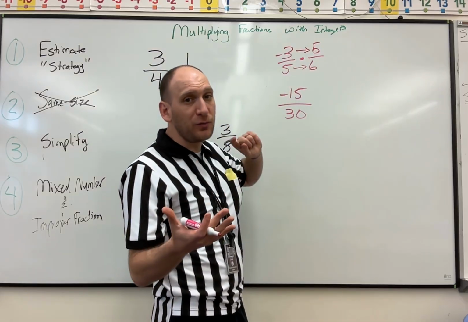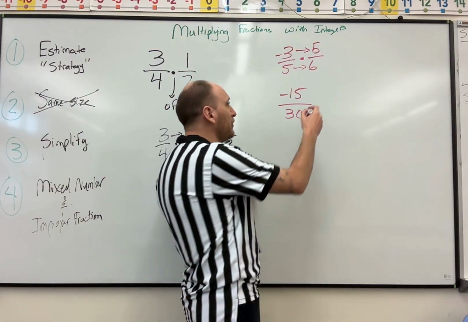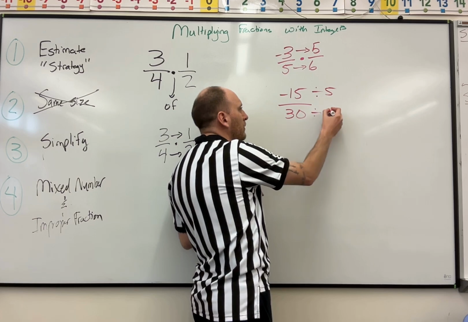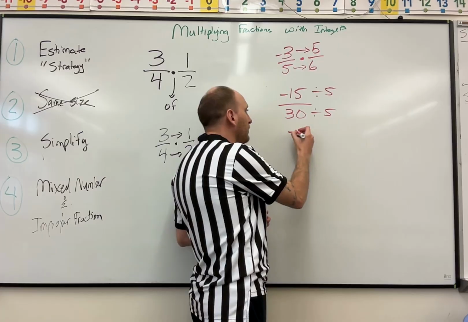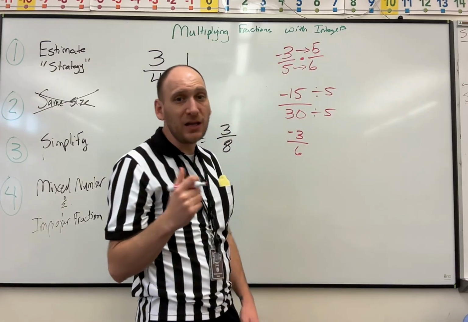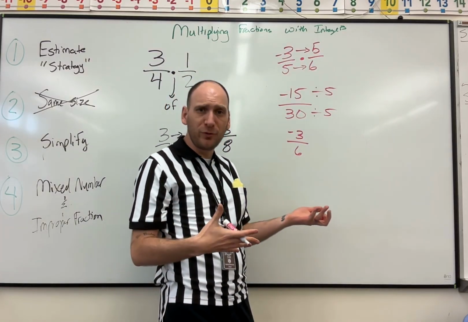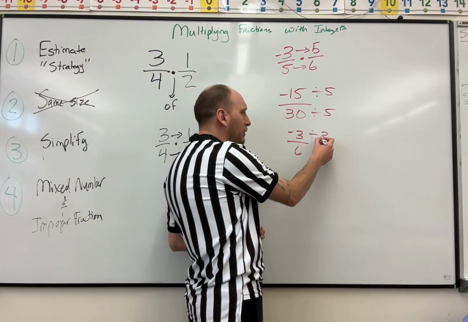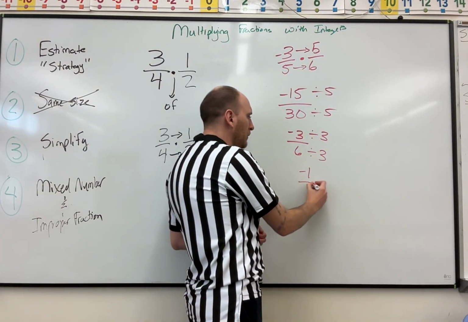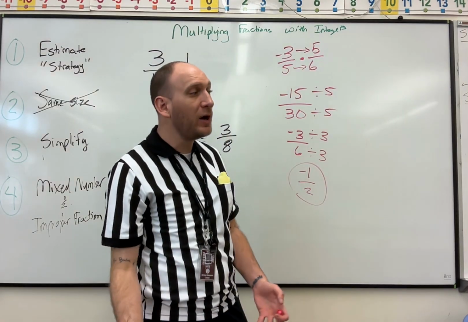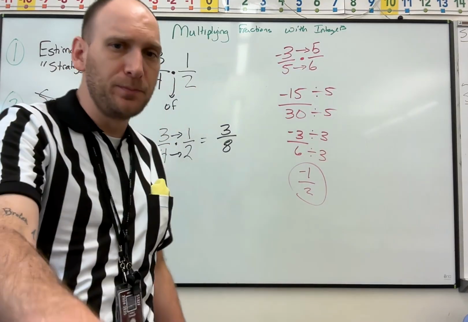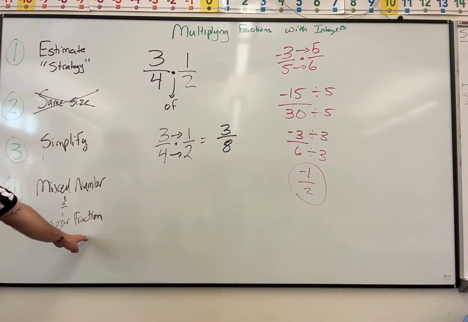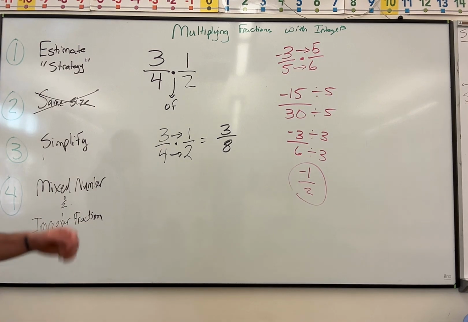And so when we simplify our fraction, there are many ways to do this, but I'm going to start by dividing the numerator and denominator by 5. Which gives me negative 3/6. I'm going to simplify this one step further by dividing everything by 3, which gives me a final answer of negative 1/2. Now again, just like before, we do not need a mixed number or an improper fraction because this is a proper fraction even though there is a negative in it.